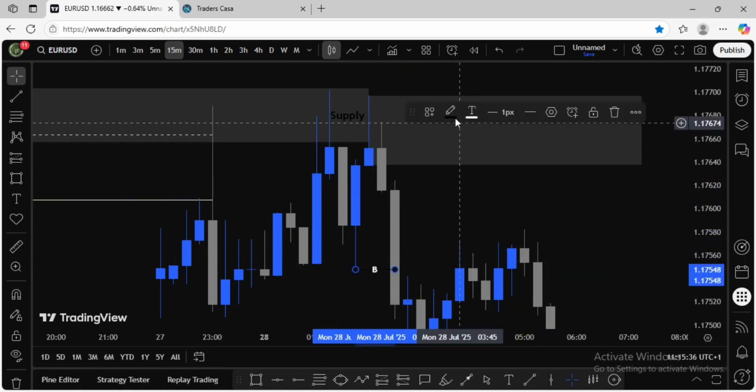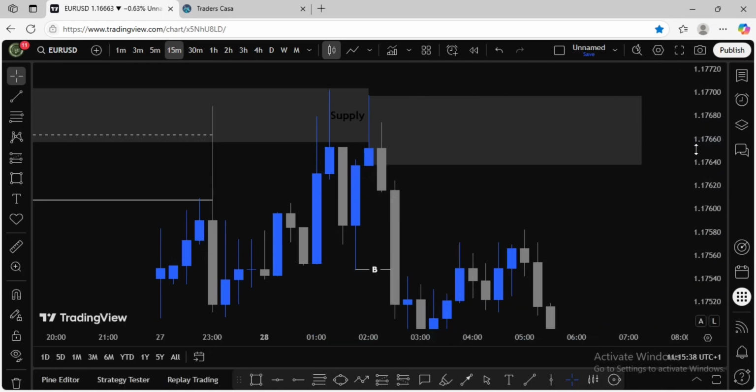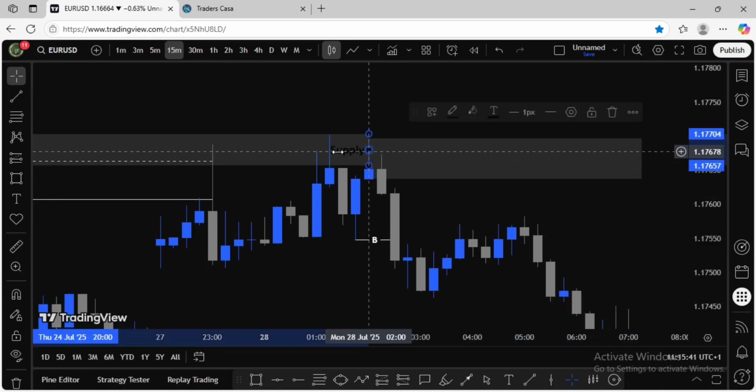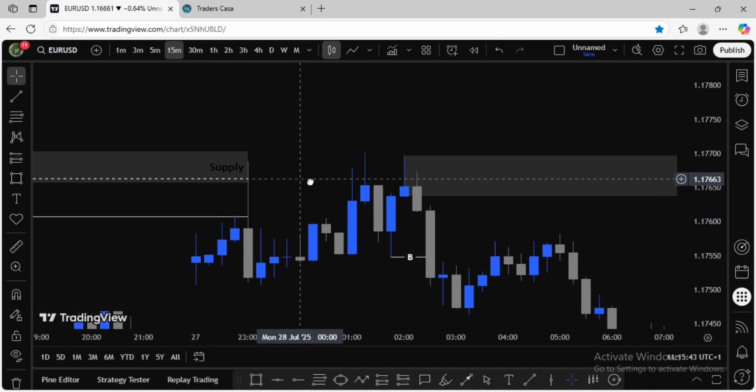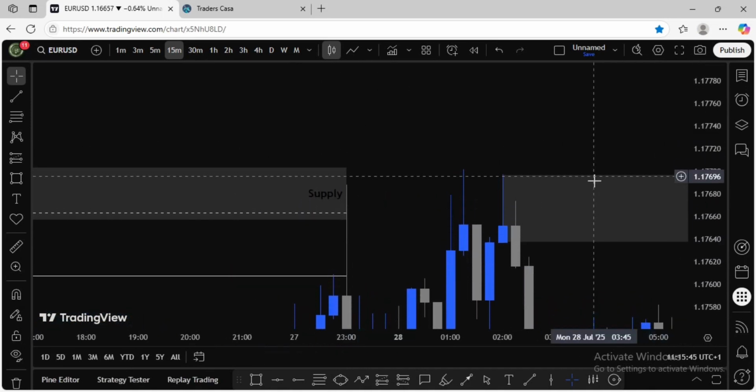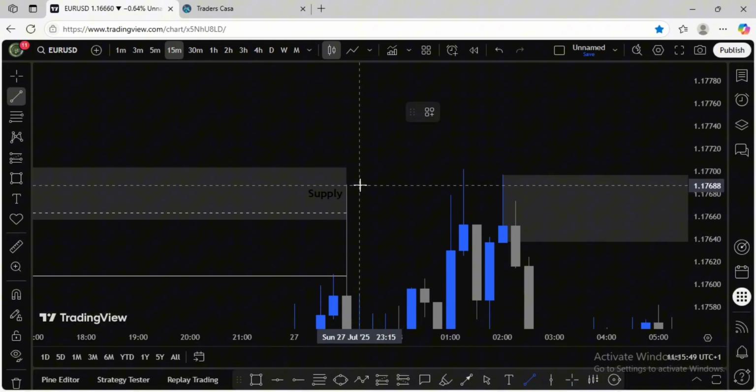So that is a break. B, you guys already know it's for break. Let me adjust that supply a little. Price went sideways first, then tapped it. Then as you can see, price swept liquidity at that wick. So let me draw it. We have a sweep of liquidity there. Yep.